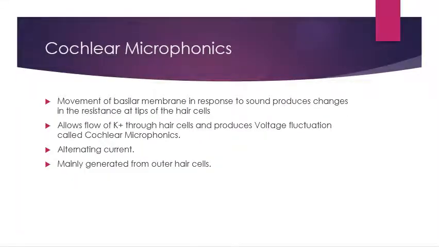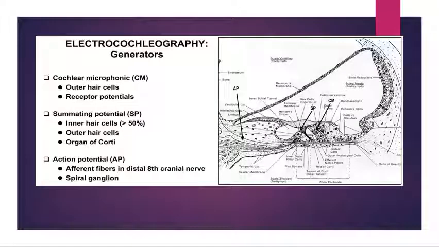Next is your cochlear microphonics. We have told you this before. Movement of the basilar membrane in response to sound reduces the resistance at the tips of the hair cells. Then there is an inflow of potassium ions into the hair cells. This produces a voltage fluctuation, that is your cochlear microphonics. It is a kind of alternating current, unlike the endocochlear potential, which is a direct current, and this is mainly generated from the outer hair cells. Okay, so you have to know, the cochlear microphonics are mainly generated by the outer hair cells.